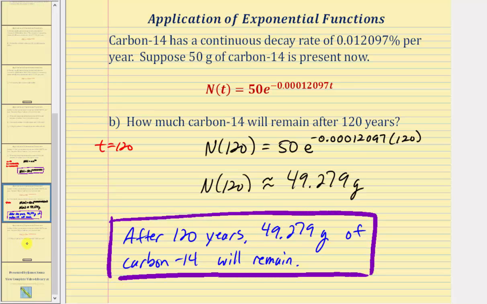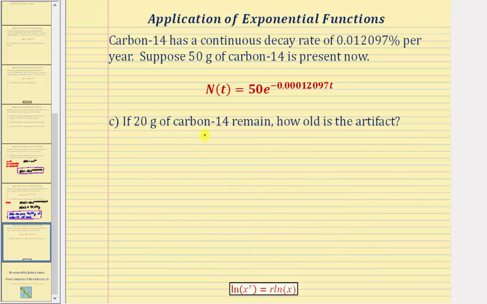Now for part C, we're asked if 20 grams of carbon-14 remain, how old is the artifact? So now we're given n of t and we need to determine the value of t. Here we're given n of t equals 20 grams. So we want to solve the equation 20 equals 50 times e raised to the power of negative 0.000120097 times t. And we'll actually solve this two ways.